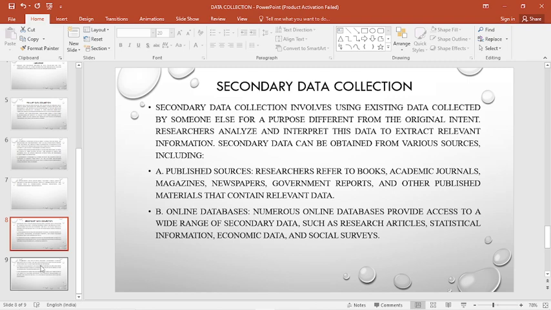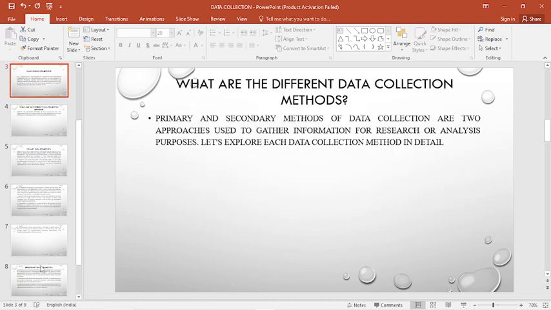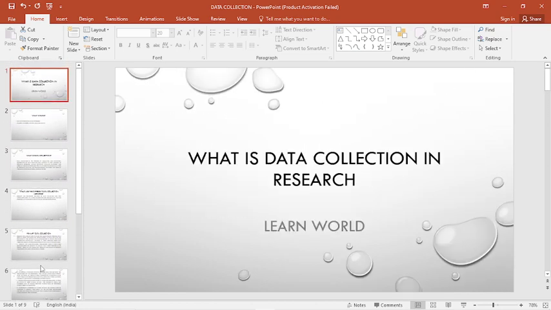So we have discussed two types of data collection. One is primary, which you collect directly, and the other is secondary, which is data that is already present and collected from different references. So that is all for today's video about data collection, and in the next videos we are going to cover more on research.